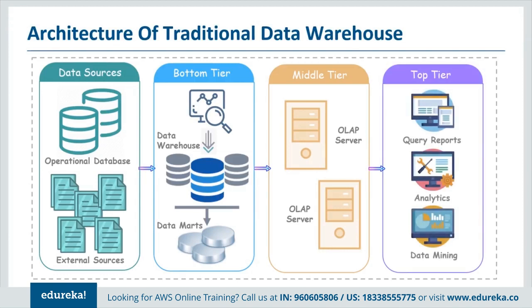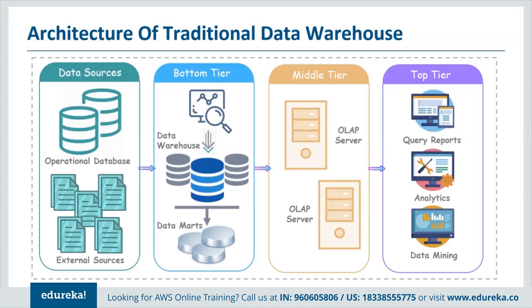Finally, we have the top tier. This top tier is like a front-end client layer. This tier holds different kinds of query and reporting tools using which the client applications can perform data analysis, query reporting, and data mining. So to summarize what we have learned till now, traditional data warehouse has a simple three-tier architecture.